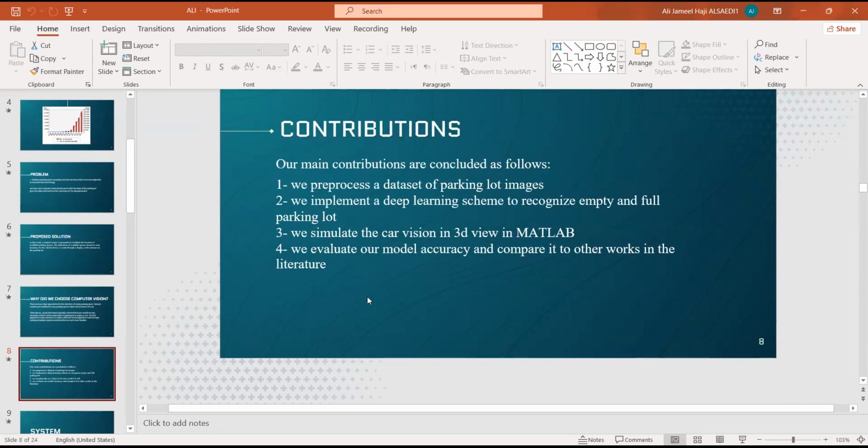Contribution. Our main contributions are summarized as follows. We propose a dataset of parking lot images. We implement a deep learning scheme to recognize empty and full parking spots. We simulate the car vision in a 3D view in MATLAB. We evaluate our model accuracy and compare it to other work in the literature.